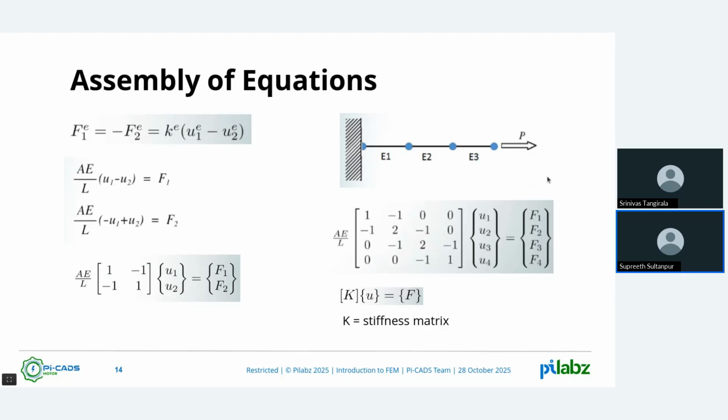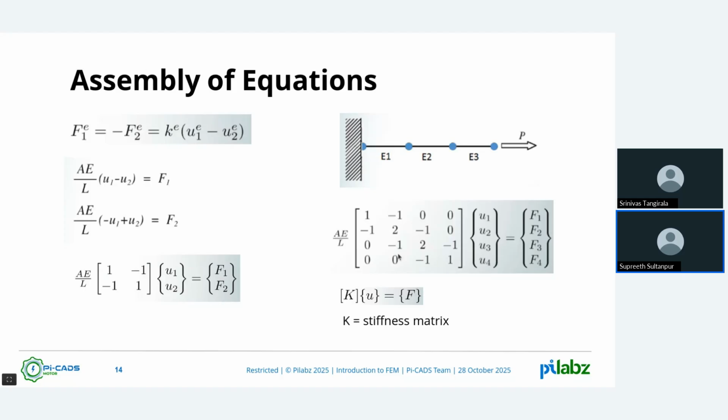These are simultaneous equations because the nodes are interrelated. Each node is a part of different segments. For example, E1 and E2 share a node. As a result, when you apply the stress equation, the displacement at the node shared by E1 and E2 will appear in both equations. So it becomes a simultaneous set of equations that you have to solve together.